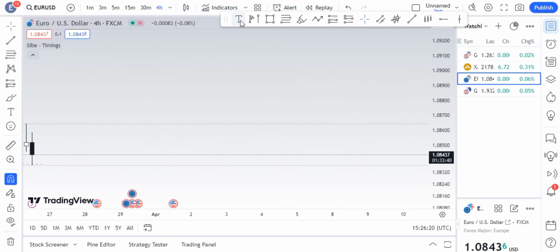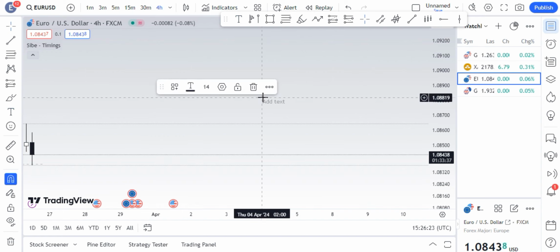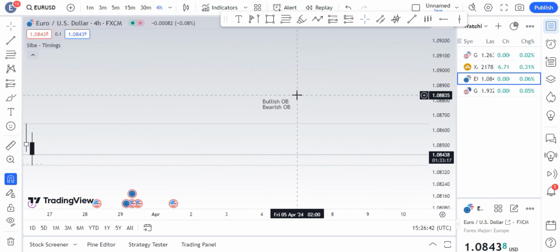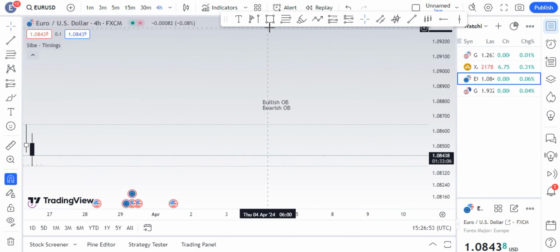Let me type these so we know we're on the same page. For the purpose of this illustration, I'm going to use OB to stand for order block. We're going to have the bullish order block and then the bearish order block. Let me speak about the bullish order block first. A bullish order block means we're expecting a bullish scenario. We're expecting price to get to at least that order block and then buy.